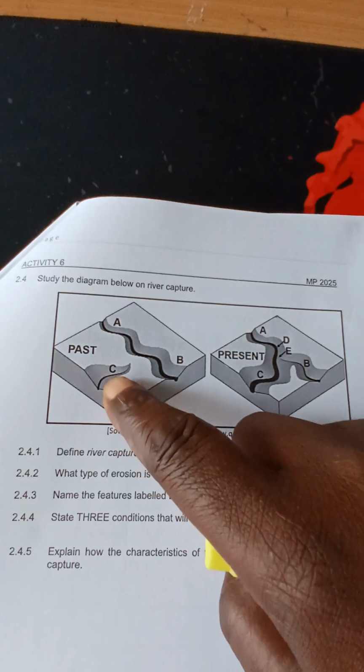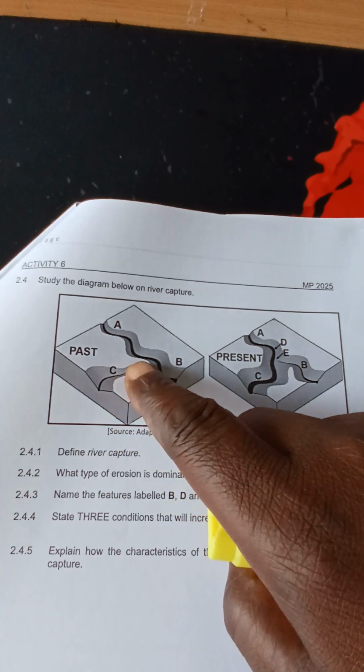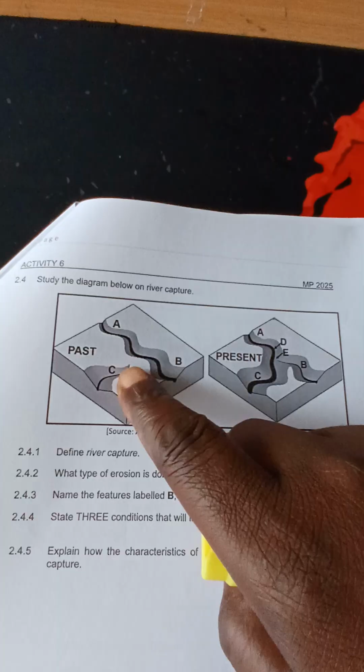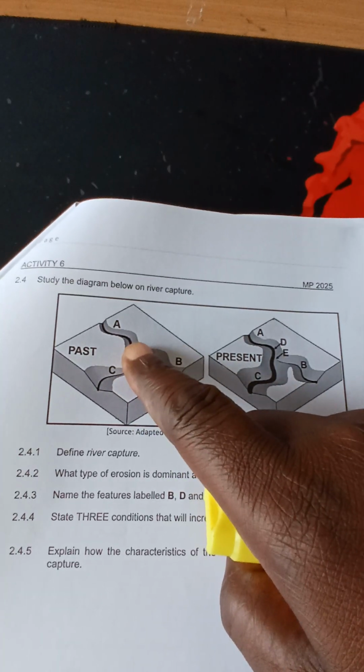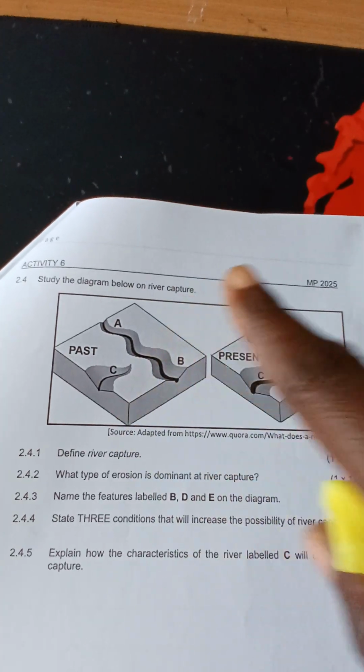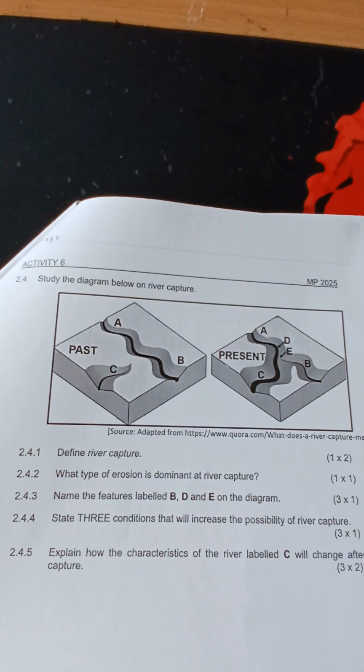Remember, we said that there is more headward erosion, which is backward. It's cutting back to its source. That's how it cuts through the watershed to capture the headwaters of a less energetic river, which is river A. So the answer there is headward erosion.